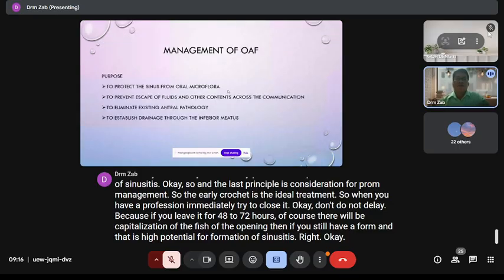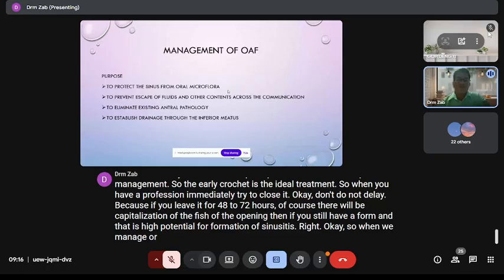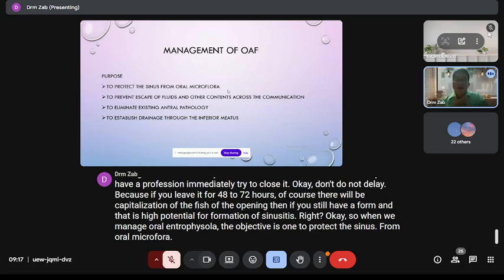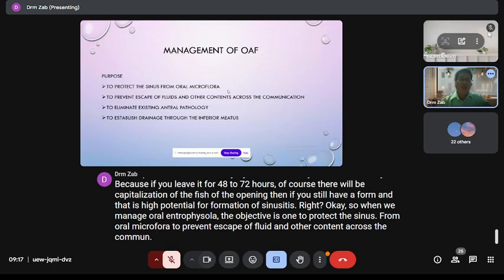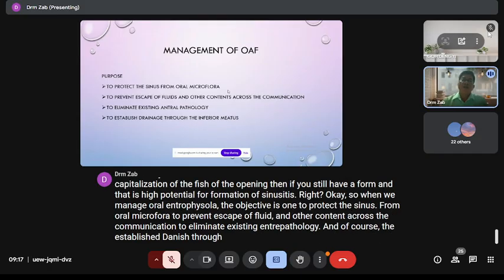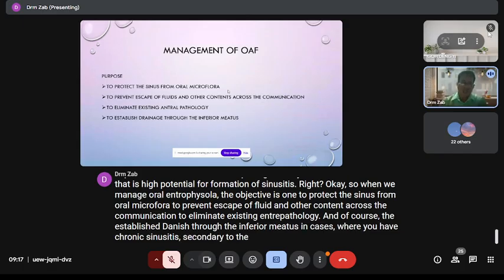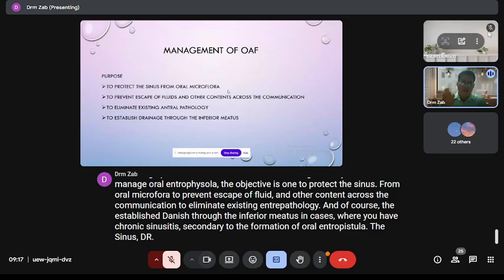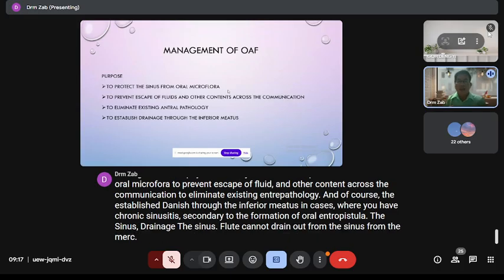Right. Okay. So when we manage oro-antral fistula, the objective is, one, to protect the sinus from oral microflora, to prevent escape of fluid and other content across the communication, to eliminate existing antral pathology, and of course to establish drainage through the inferior meatus. In cases where you have a chronic sinusitis secondary to the formation of oro-antral fistula, the sinus fluid cannot drain out from the maxillary sinus.